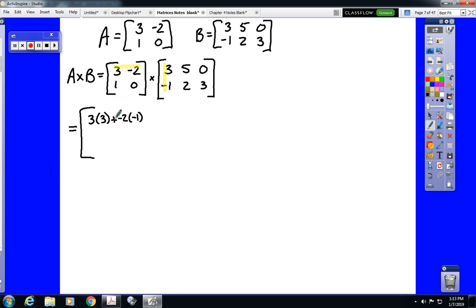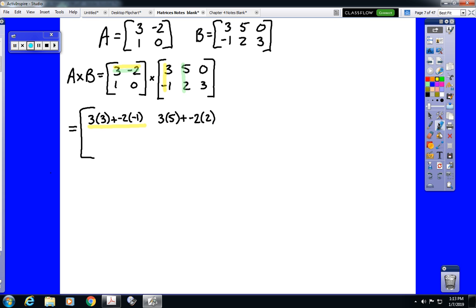Now notice where that is located in our answer matrix. That sum is located in row 1, column 1, because we came up with it by multiplying row 1 times column 1, so it has to be in location 1, 1. We're going to repeat that step using row 1 and column 2. Actually, let me mark this in yellow so we can have that marked that way. Okay, so row 1 times column 2. That's 3 times 5 plus negative 2 times 2.